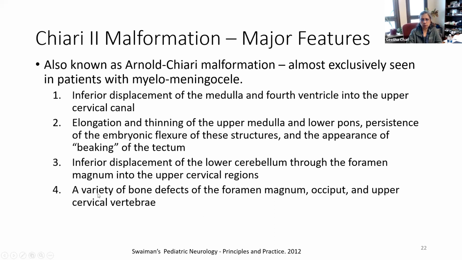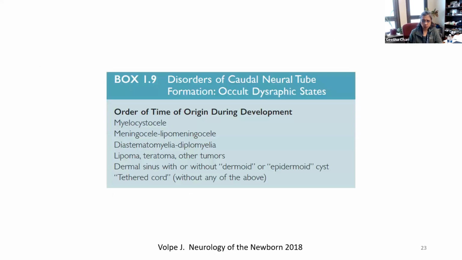So all this together forms the Chiari type 2 malformation, which is present in 97 to 98% of patients with myelomeningocele. And this is something that you guys should know even for your exams. So this is one of the major malformations that you should be aware of.